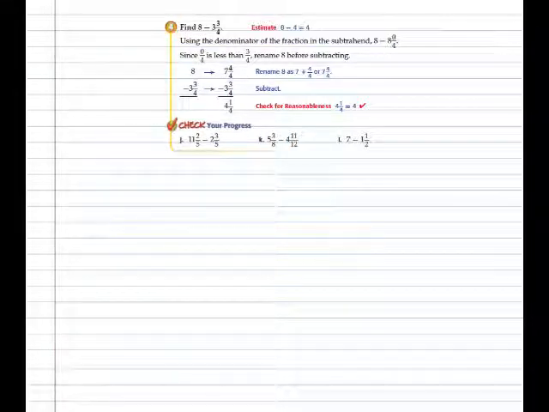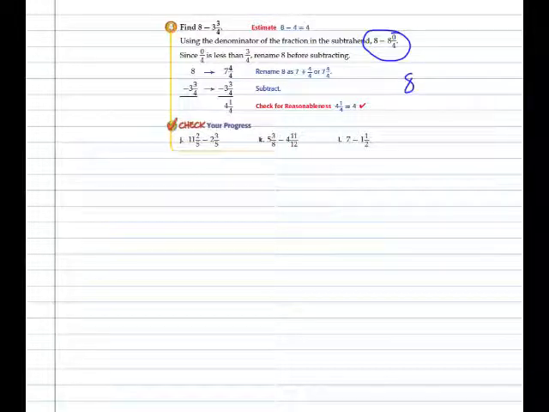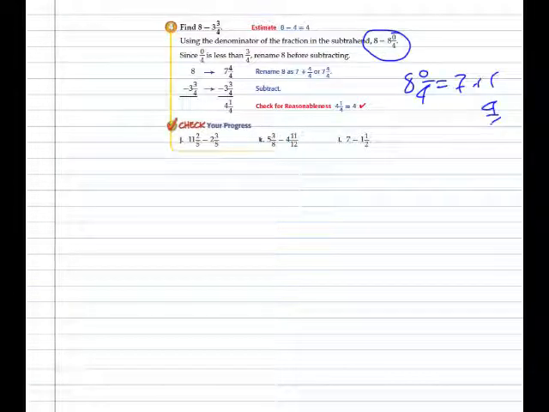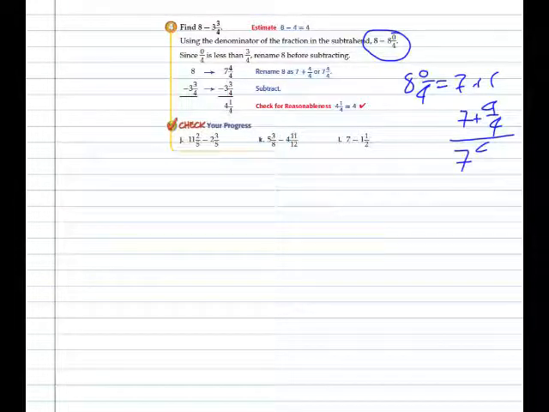8 minus 3 3/4. 8 minus 4 is my estimate. In this case, I have a whole number without a fraction part. I'm simply going to rewrite 8 as 8 0/4. 8 0/4 becomes 7 plus 1. 1 becomes 4/4, or whatever I need it to be. Add those two together. Now I have an equivalent mixed number to the whole number 8.